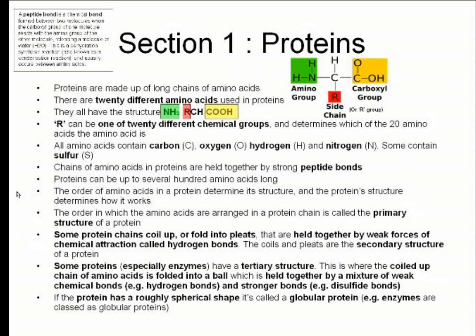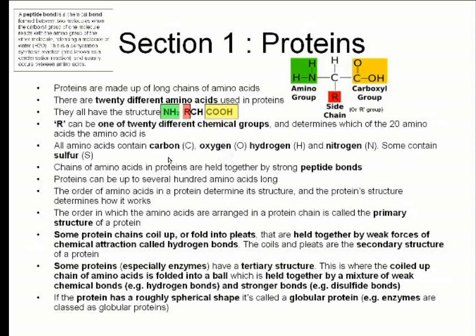All amino acids contain carbon, oxygen, hydrogen, and nitrogen, and some of them contain sulfur. So you can see up here, you've got hydrogen, nitrogen, carbon, and oxygen. There's no sulfur in this one, but some of them at least can contain sulfur.